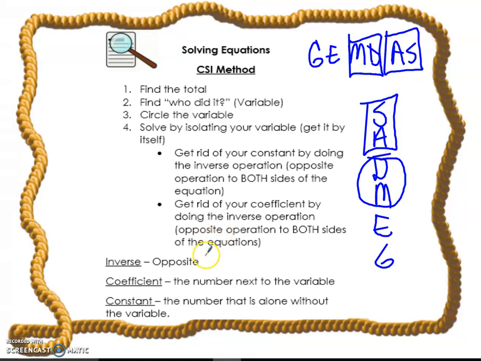We want to do the inverse or opposite. We want to get the coefficients to one side and the constants to one side. The coefficients are like the numbers before the variables. The constants are just the numbers.